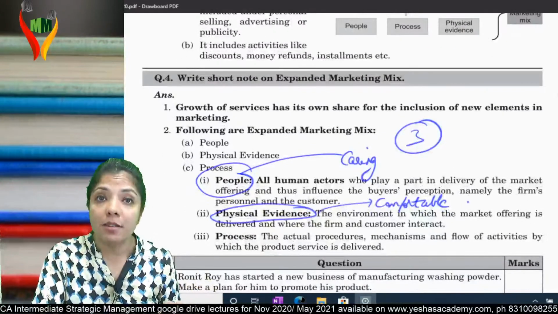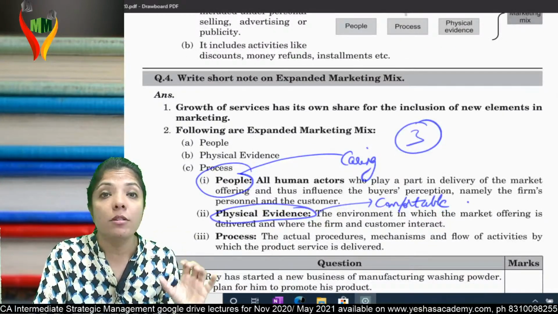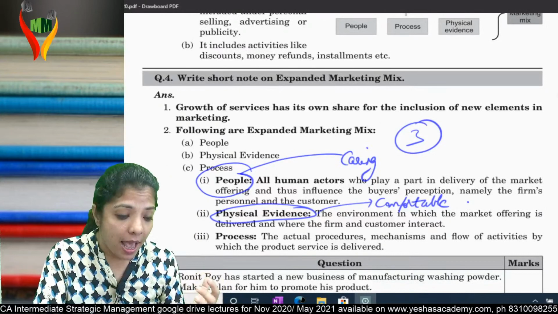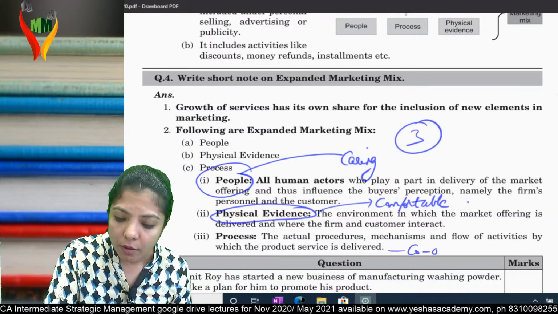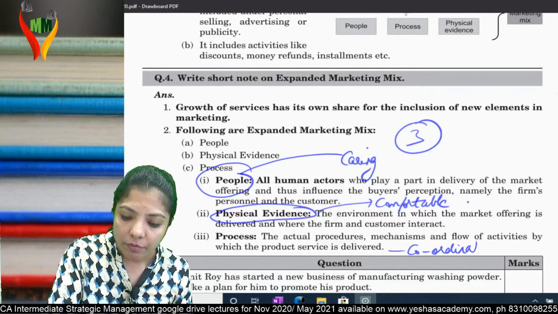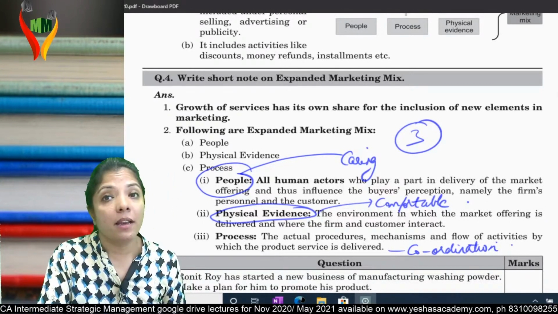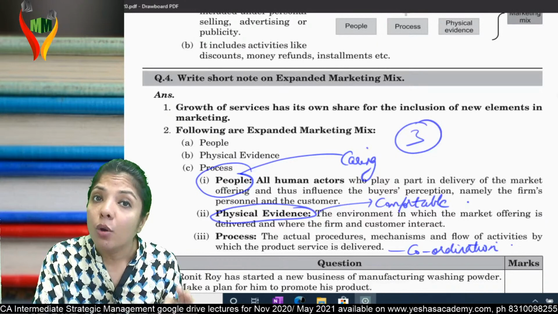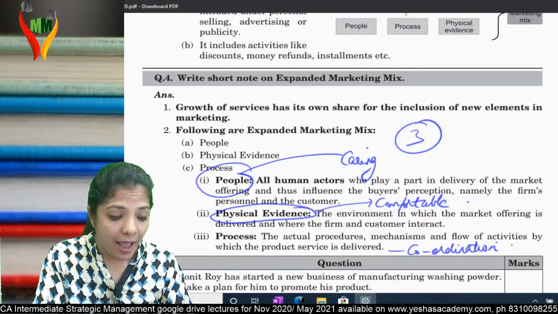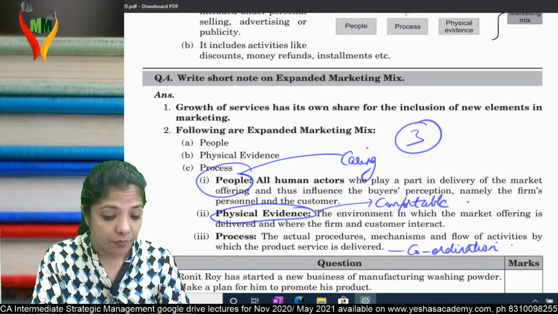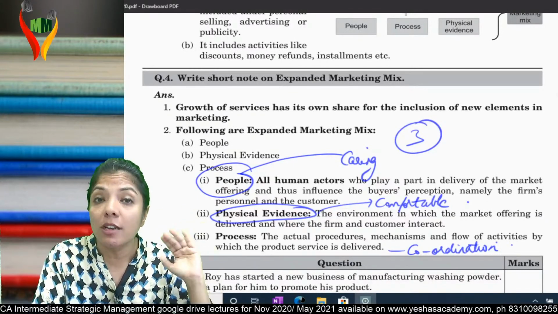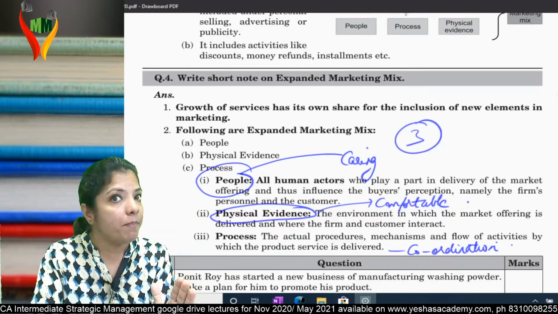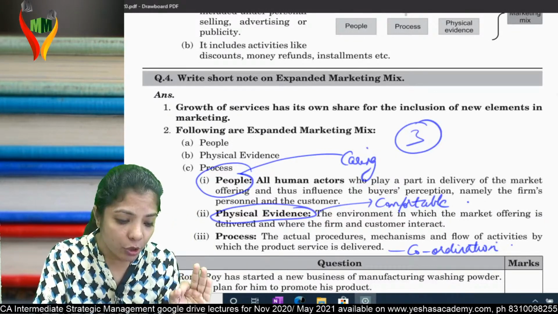Am I clear? And process. Process means the whole process of providing the services, and you can give the best service only when you have proper coordination. Am I clear? I hope I'm very clear. Yes, sure. Any problem till here? That means in total how many P's are there? 7 P's are there. Now, write a question over here.